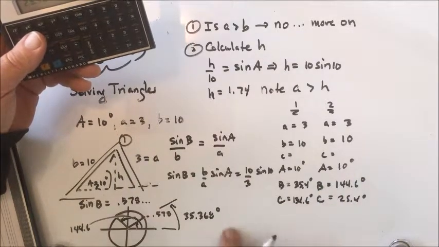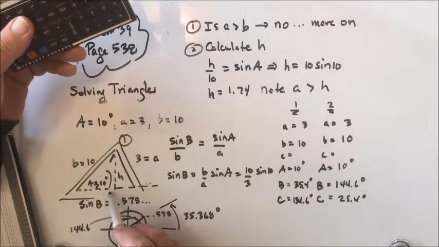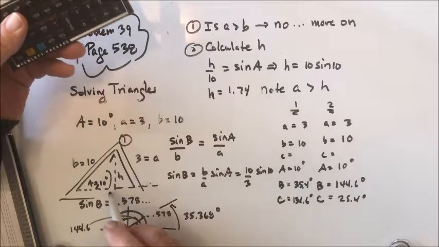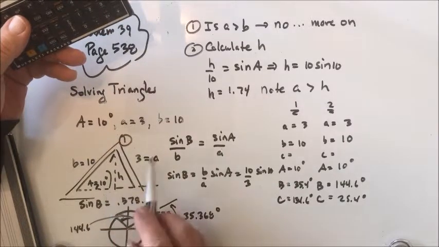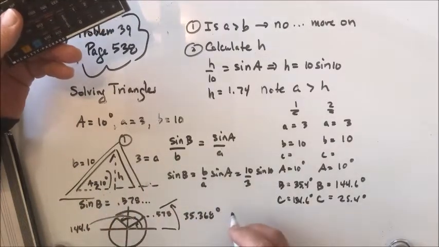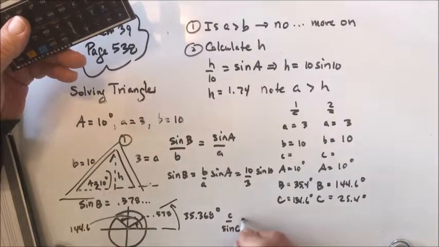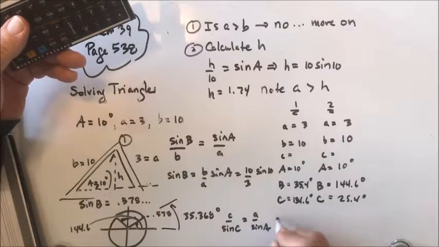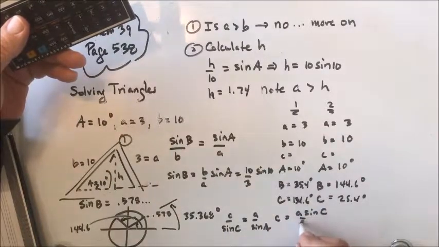Let's see, what can I do now? I can do side C probably a couple of ways. Here's side C, and I could use law of cosines here. I absolutely could use the law of cosines here because I know this side, I know this side. But let me just use the law of sines for no particular reason. Let me form this ratio right here. So C is equal to A sine C all over sine A.